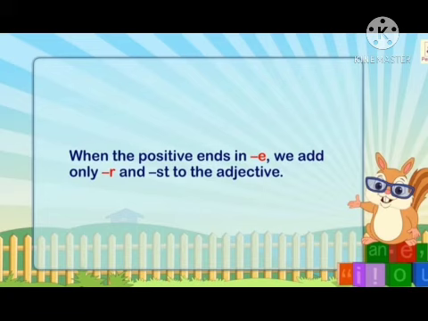Now, when the positive ends in e, we add only r and st to the adjectives. So we will see this also with an example so you can understand it better. So what was the question? When the positive degree ends with e, we add what? R and st to the adjective.